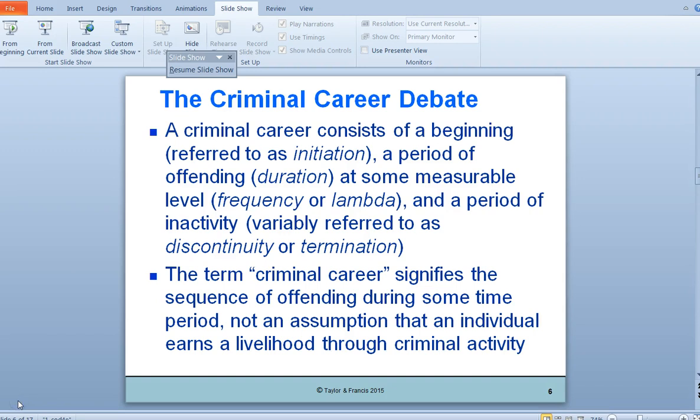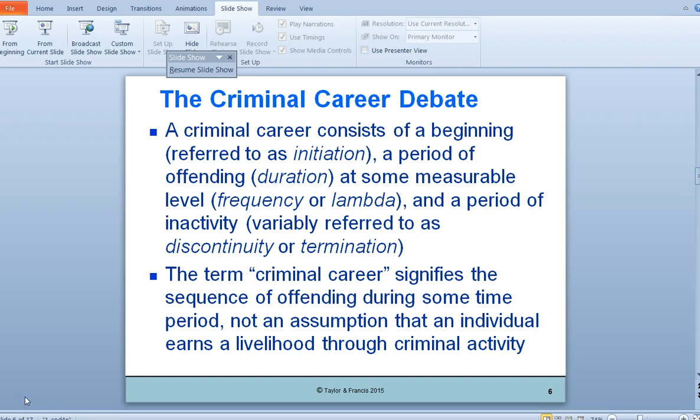Remember, the criminal career consists of a beginning time, referred to as the initiation, as well as the period of offending, which is duration, and at some measurable level, frequency, or lambda. And lambda is how you measure frequency, and a period of inactivity, which is referred to as discontinuity or termination.